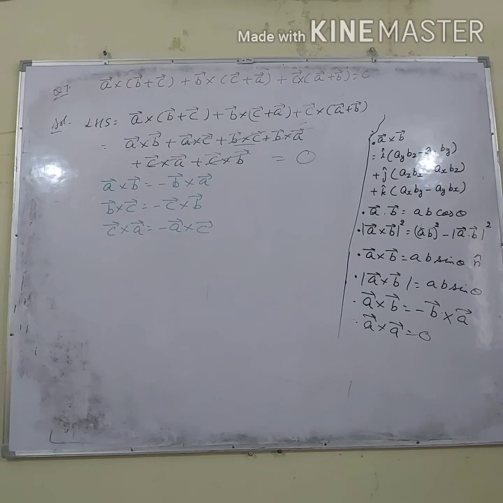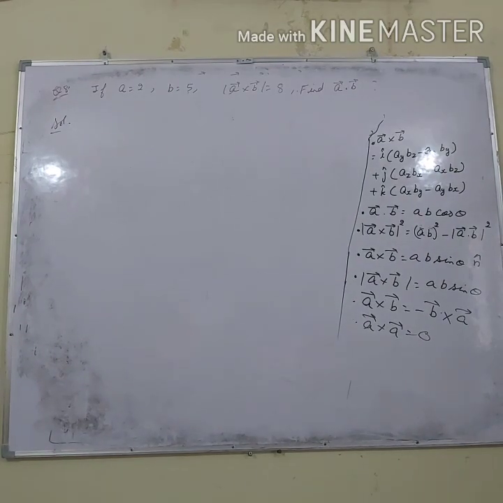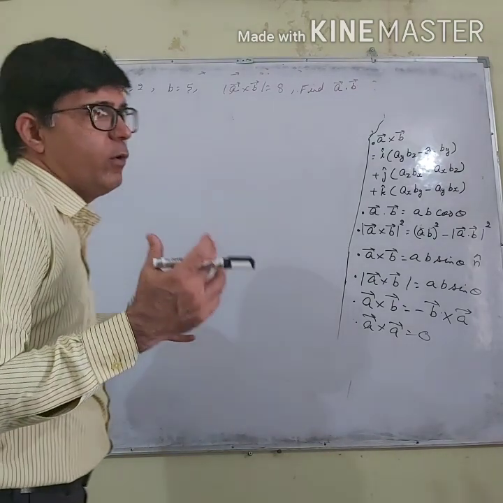So the answer is 0. Very simple question. Next question is on screen. If magnitude of A is 2, magnitude of B is 5, and magnitude of A cross B is 8, find A dot B.